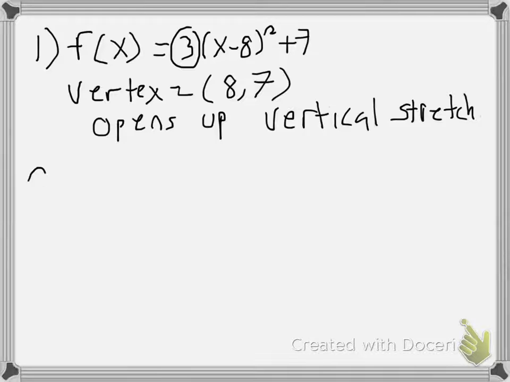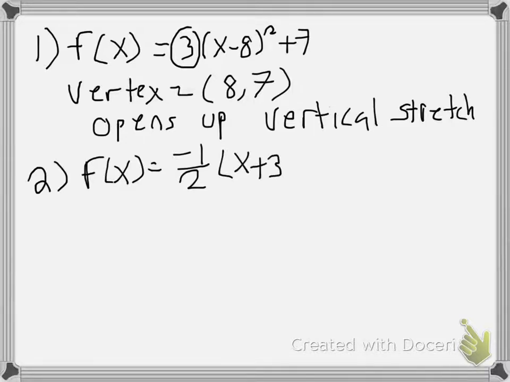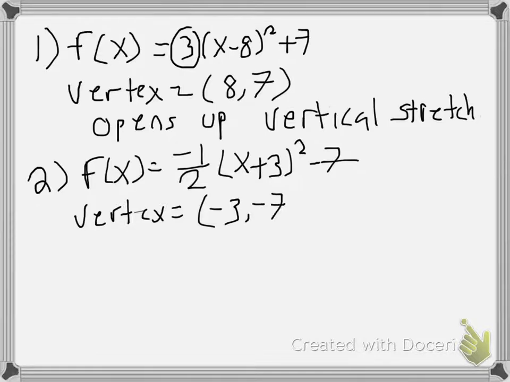So let's look at number 2. f of x equals negative 1/2 times (x plus 3) squared minus 7. What's my vertex going to be? Well, this says positive 3, so I change it to negative 3. Always change that sign. This is minus 7, so it stays negative 7. So my vertex is (negative 3, negative 7). And again, it's nice that this particular problem is in your standard form.